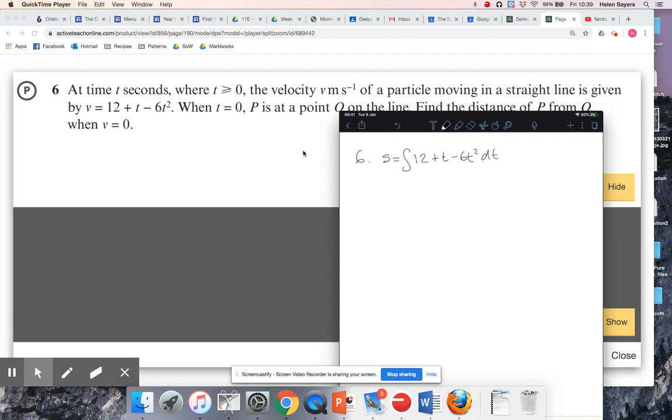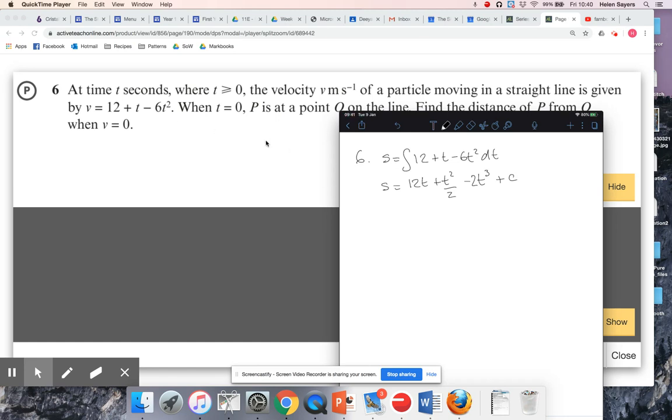Okay, so displacement, so 12 is going to integrate to 12t, t is going to integrate to t squared over 2, t squared is going to integrate to t cubed, and then when I divide by 3, 6 divided by 3 will give me 2, and then don't forget plus c.